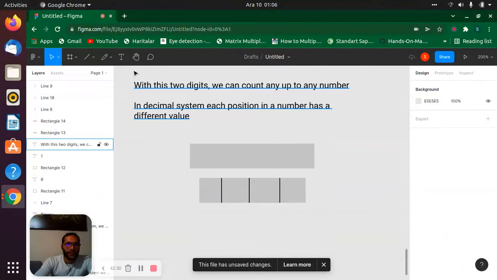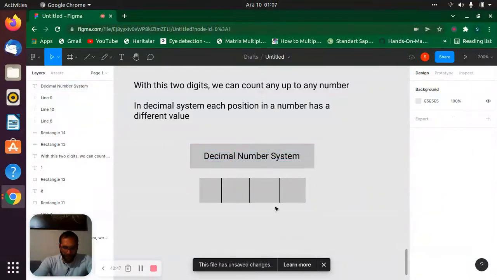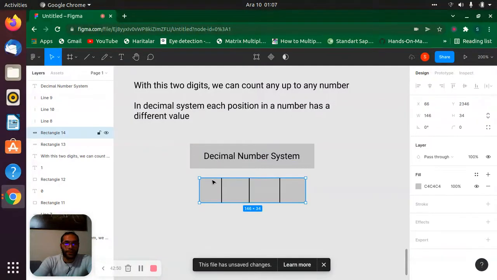And what I want to tell here, I will write here again, small number system. And this is some example, and we have 1965. So now I will show it to you.